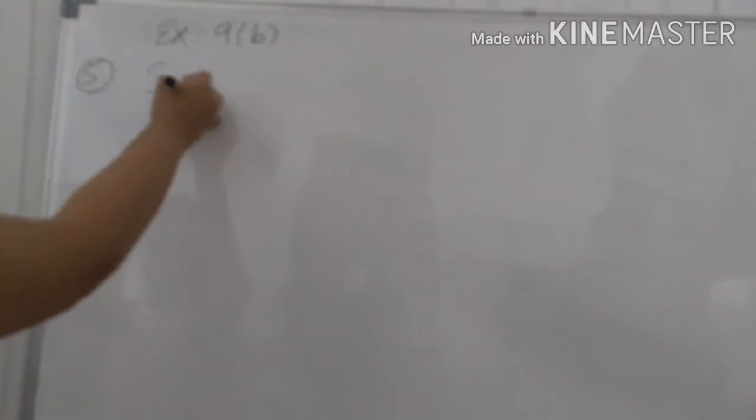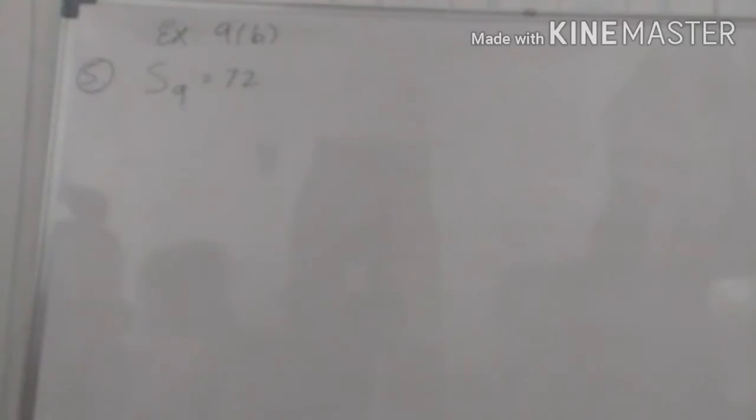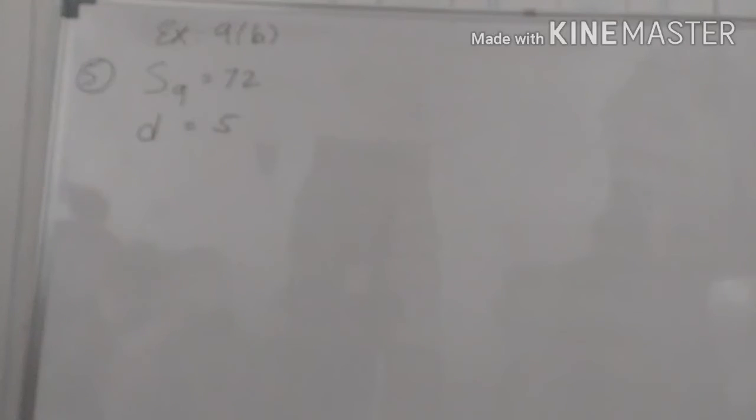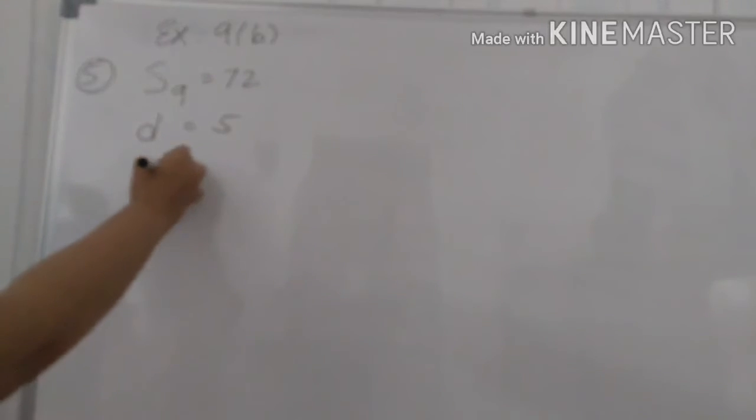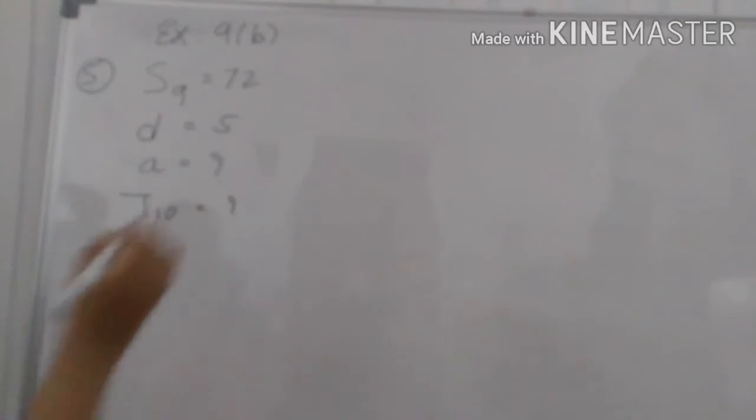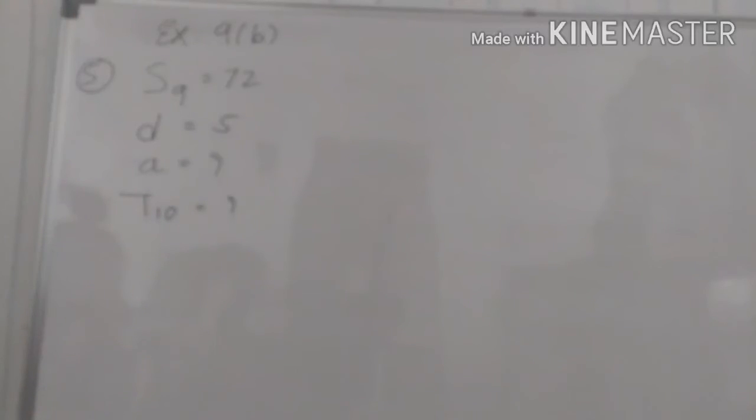If the sum of first 9 terms of an AP is 72, so S9 is equal to 72. This is given to you already. And the common difference is 5, so D is equal to 5. And find the first term and the 10th term of the AP. So first term means A we want to find and 10th term means T10 we want to find out here.